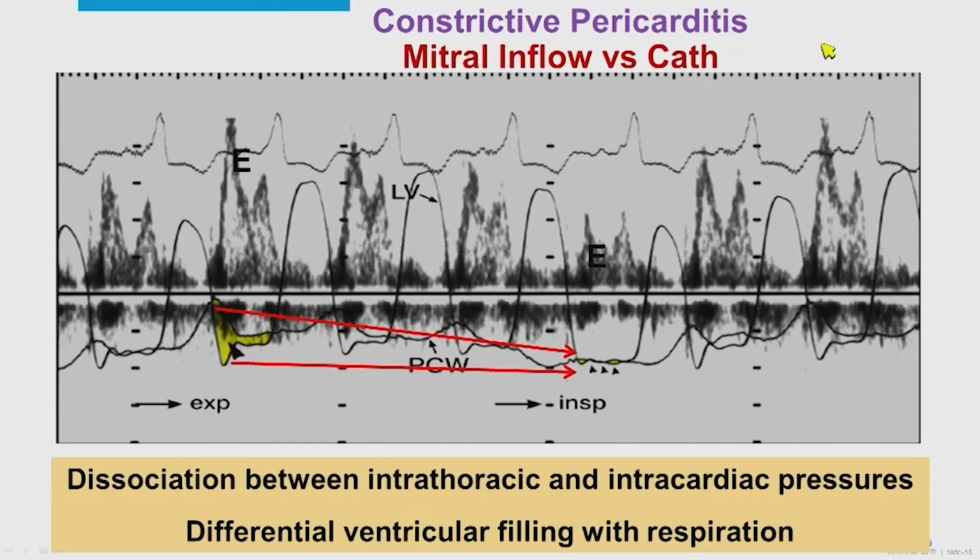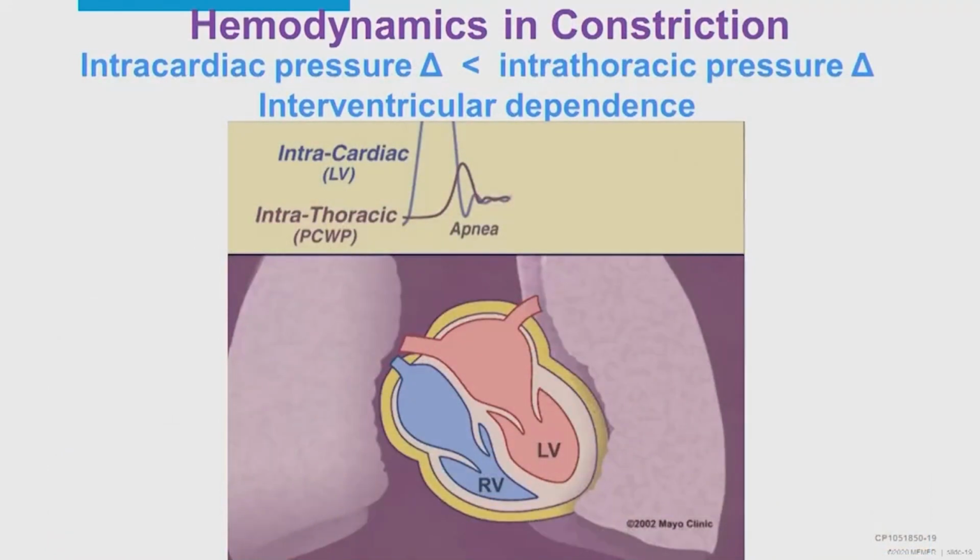So let me just show you one more time, because this is a crucial point of the hemodynamic mechanism of constriction. And we want to add one more characteristic, that is interventricular dependence, which is unique to constriction because of the thickened pericardial layer. As illustrated with the yellow line here, the combined cardiac volumes, left and right sides, are constant. So if you increase filling to the left side chamber, that will decrease filling to the right, and vice versa.